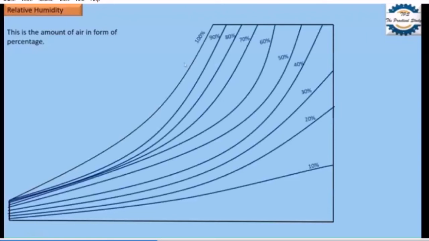Is it visible in your chart? Yes, sir. Yes, these curves are called relative humidity curves. That is the amount of vapor present in the atmospheric air in terms of percentage. So please note it down, write down this one in your book.